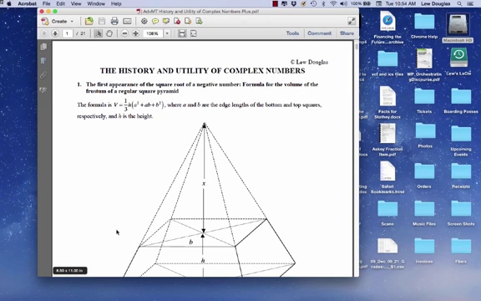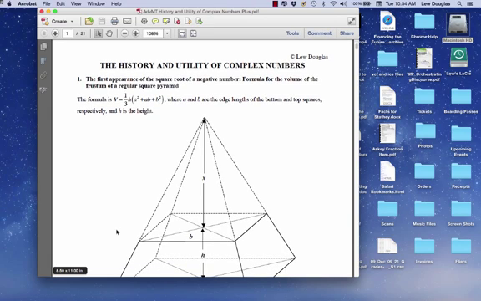Hi students, this is a screencast on the history and utility of complex numbers. This is a talk that I gave at a conference, and I had some missing steps at that point, and later on I filled them in, which is why this file is called plus.